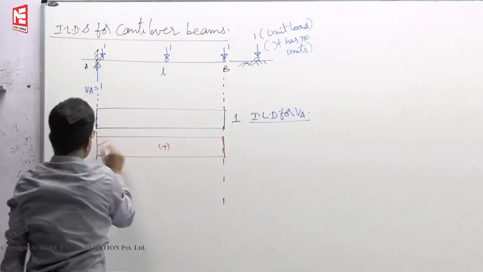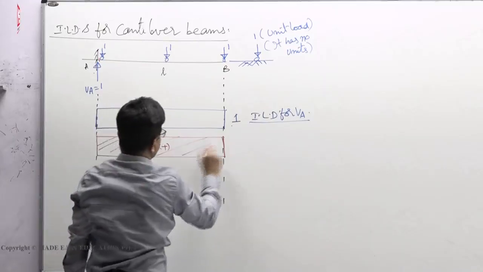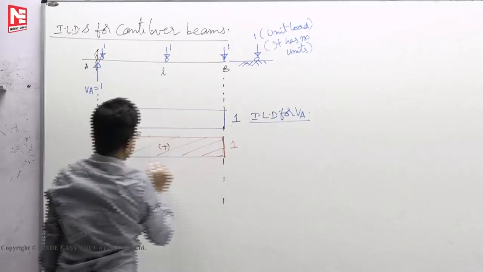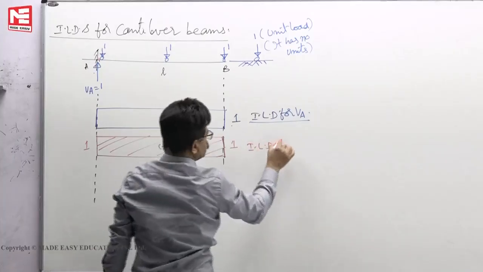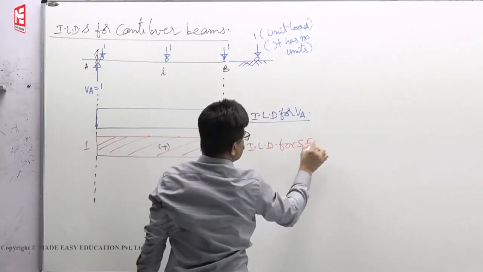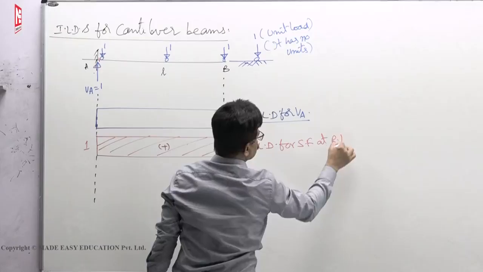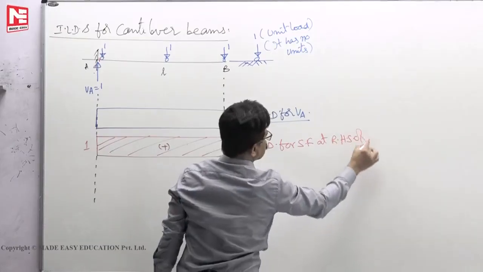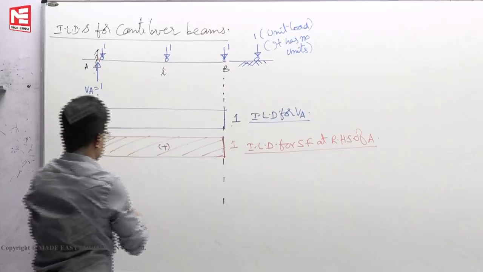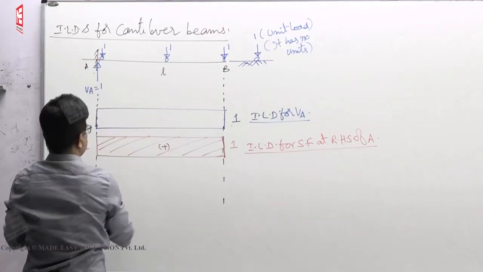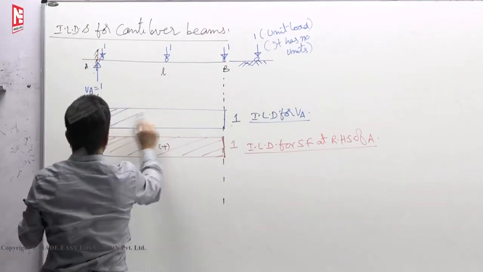Positive. This is 1, here also 1. This is ILD for shear force at RHS of A. Next, this is ILD for VA.